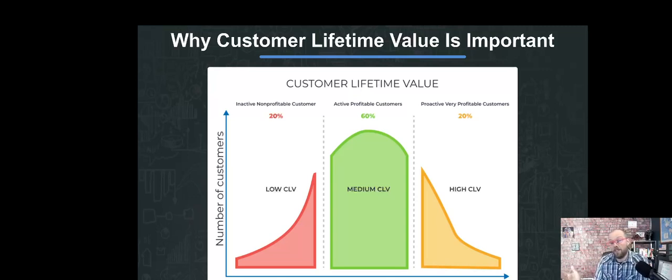And then at the far right of the scale, you've got your proactive, very profitable customers. These are the people that normally pay more and they want more of your product or service, or the people that stay around for years, or a combination of both. They pay extra and they stay around for a long time. So we want to err on the right-hand side of this graph rather than the left-hand side.